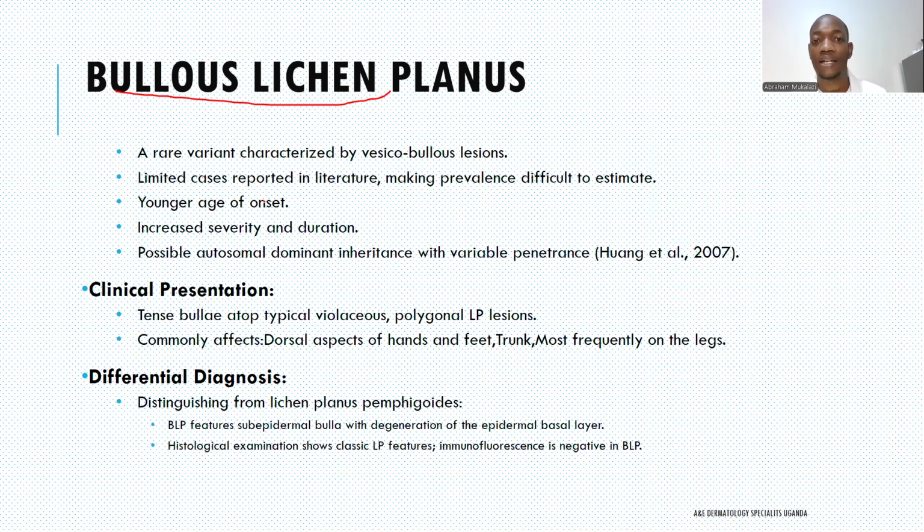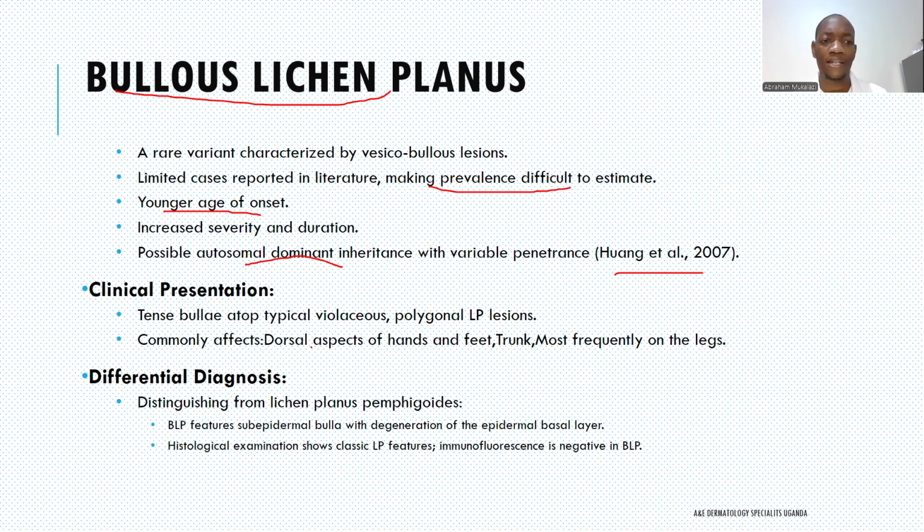And when you look at a literature review, the prevalence of this is a little bit difficult to estimate, but it is most commonly seen in young patients. And when you see this, it is usually a little bit more severe, and even the duration it takes is a little bit longer compared to the other types of lichen planus. And there's a possibility that it may be autosomal dominant, and it will be part of the familial type of lichen planus with variable penetrance. That's according to some article by Haig in 2017.